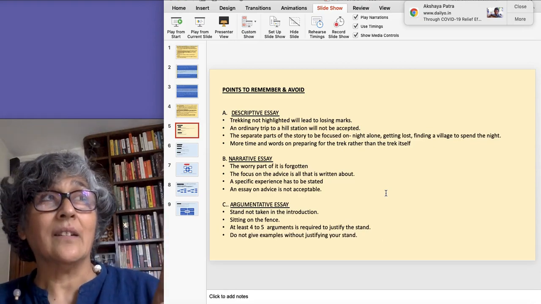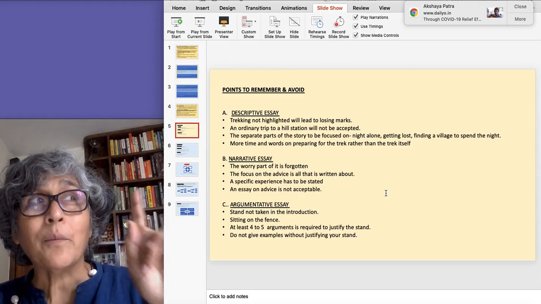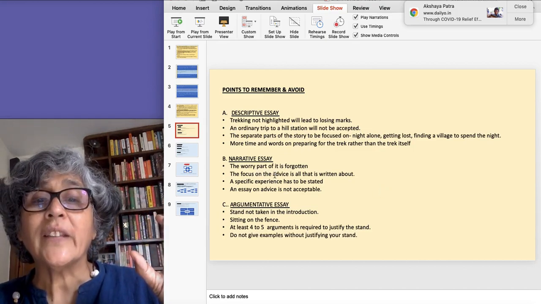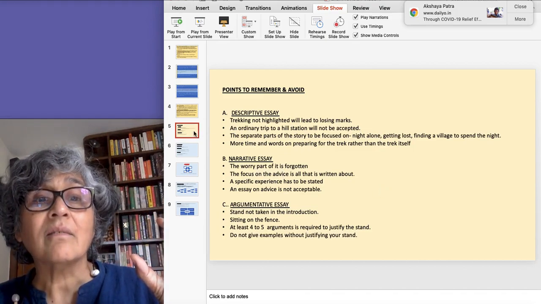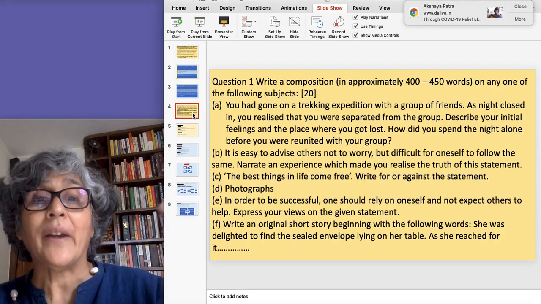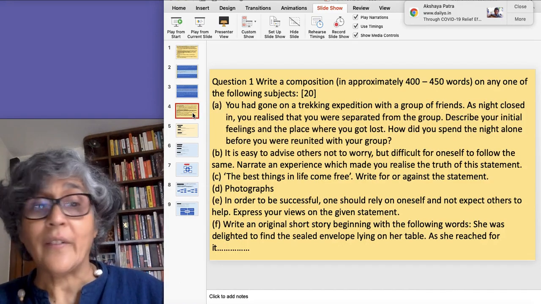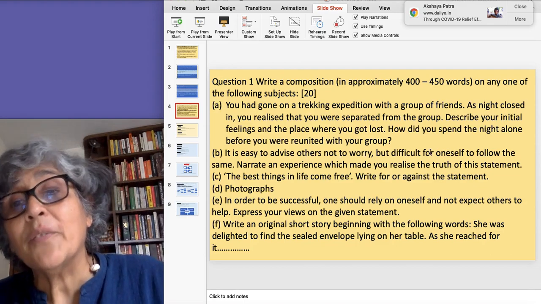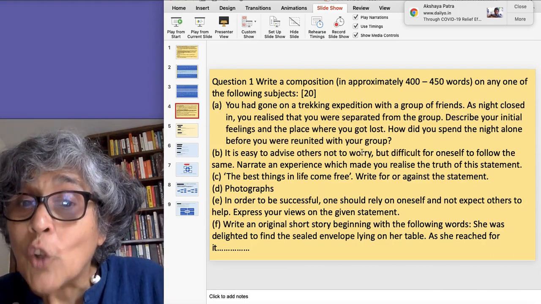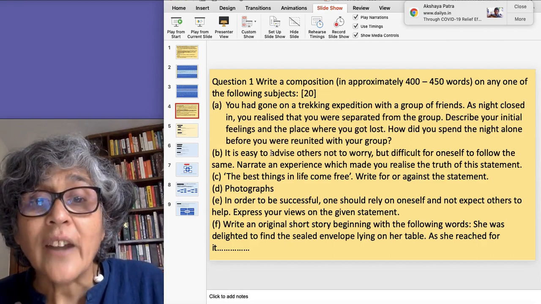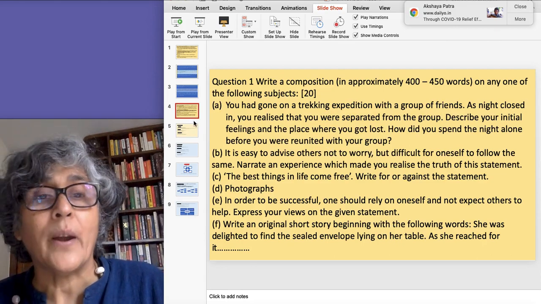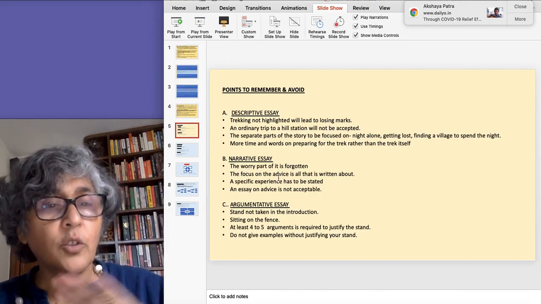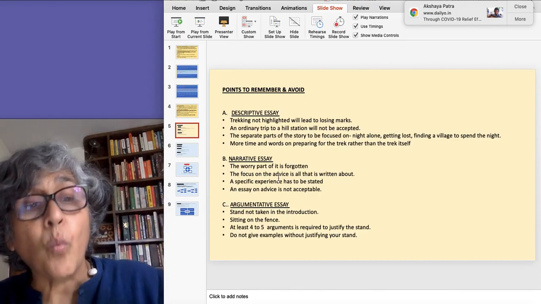Do not do that. You must write about the worry part because that is the crux of it. The focus on the advice, remember, is what you will end up writing everything. Not advisable. It is easy to advise others not to worry, but difficult to follow it. The focus is not on advice, the focus is on not to worry. But if you end up writing on advice as the focus, you have lost it. The focus is on worry.